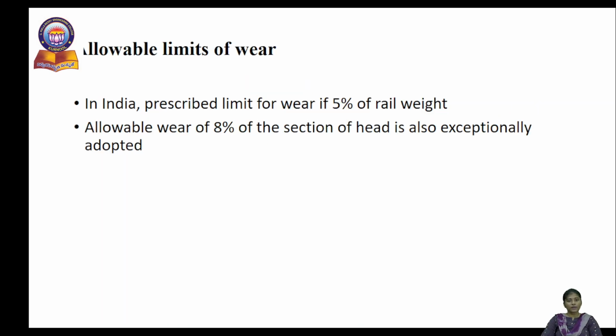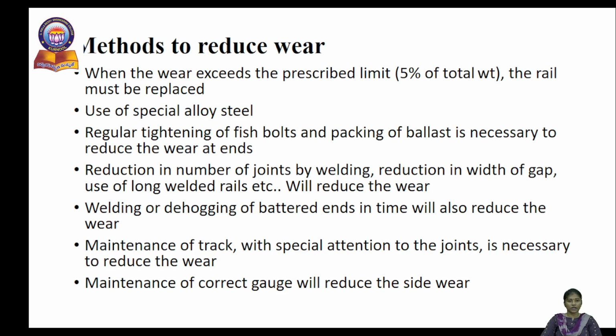So the generally prescribed limit of the wear is 5%, and it is allowed up to 8% also. There are some methods to reduce the wear. Whenever it exceeds its permissible or prescribed limit, that is 5%, the rail section must be completely replaced. Otherwise the train will slip out of its position.